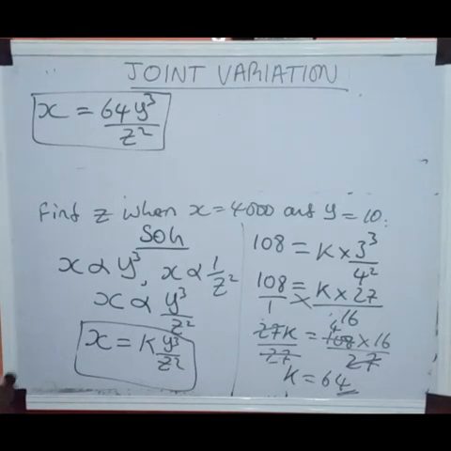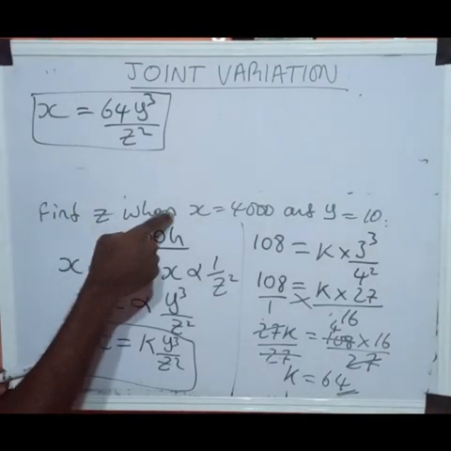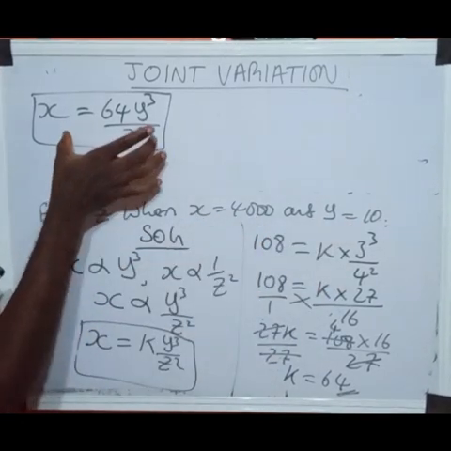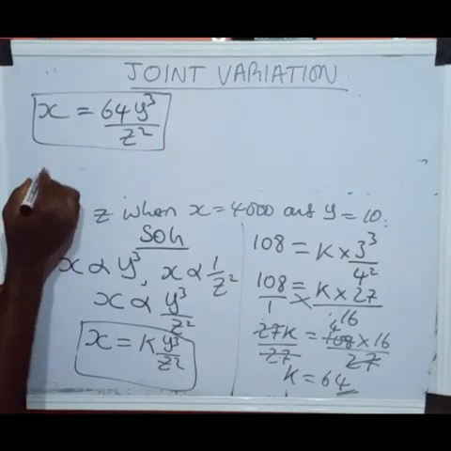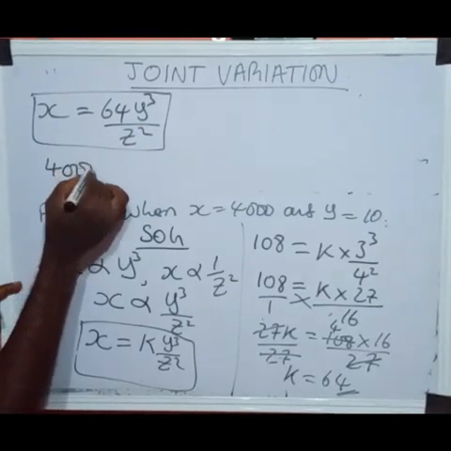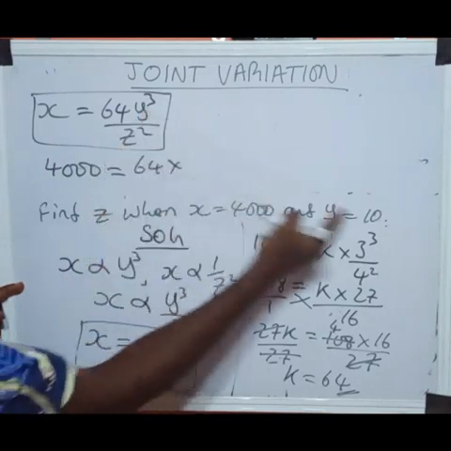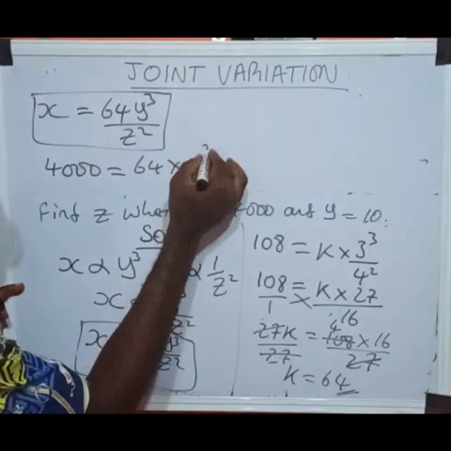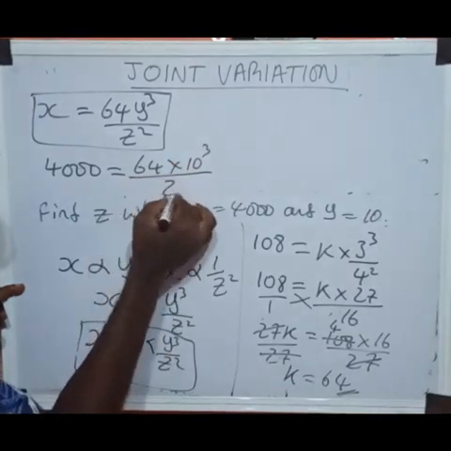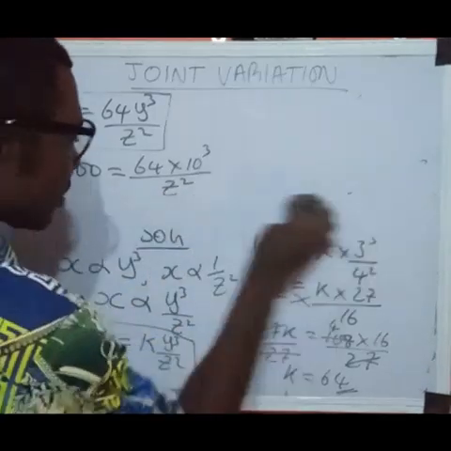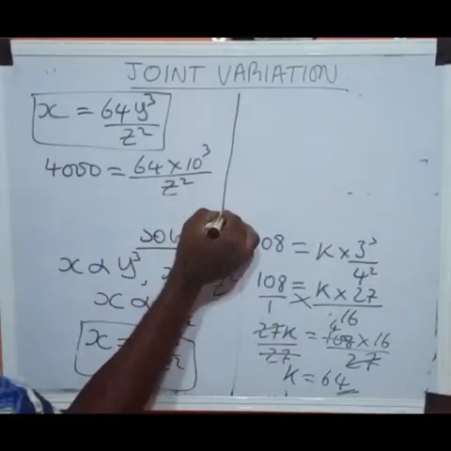Then the further question said, find z when x is 4,000 and y is 10. We simply substitute here. x is 4,000. 4,000 equals 64 times y is 10. So we have 10 raised to power 3 all over z squared. So we now have to solve to get z. So that's what we're going to do. So what do we do now?